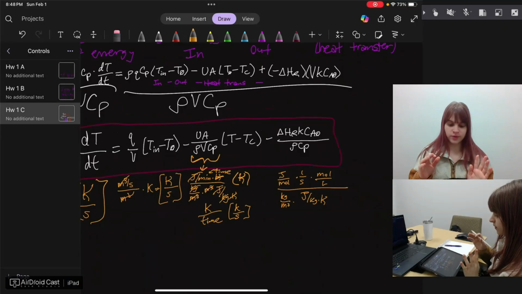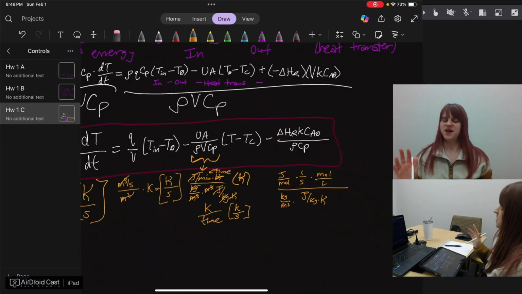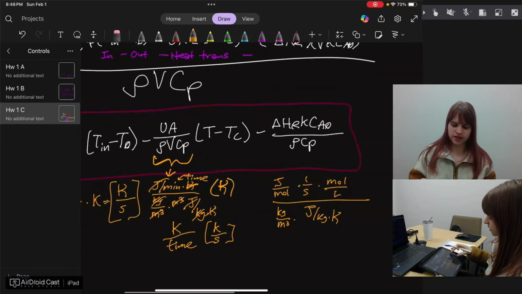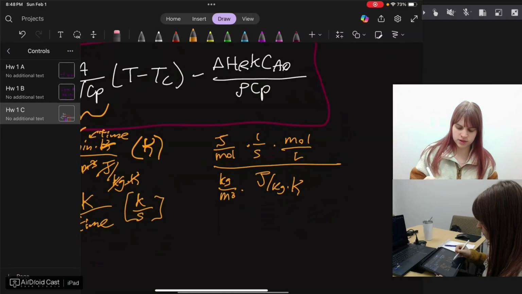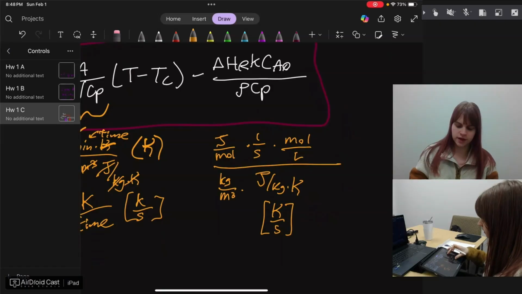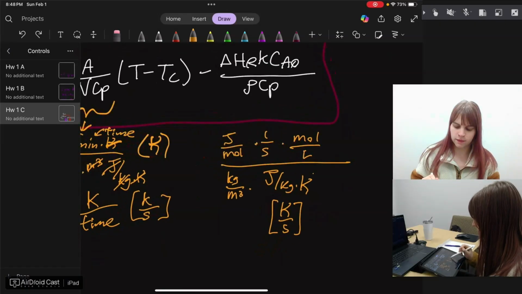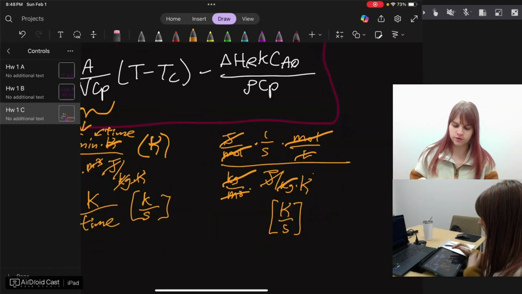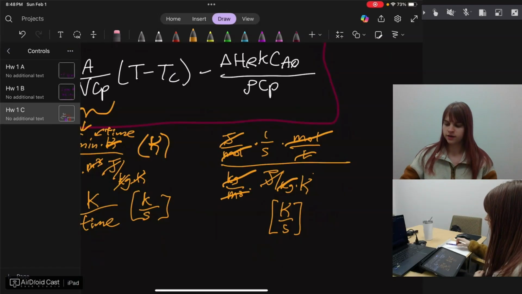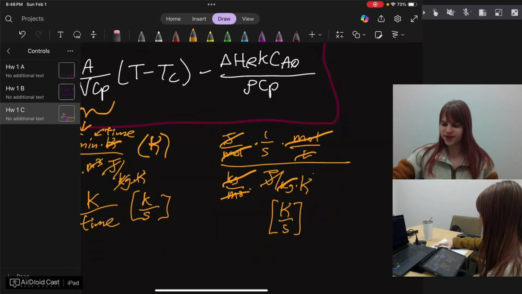I took a quick step away from this and realized I had a few errors, so I'm going to highlight those now. I was having issues with getting this to be in kelvins per second, but I neglected to realize that this liter term essentially is a volumetric term. Cancels there, joules cancel, moles cancel, kilograms cancel. So we get that correct one right there. I was writing that down to make sure that I did that correctly.